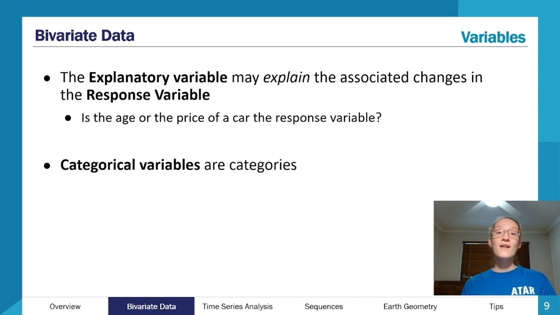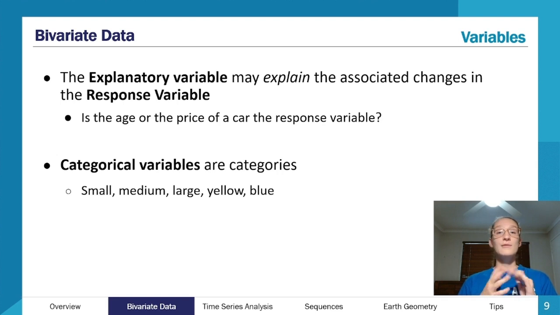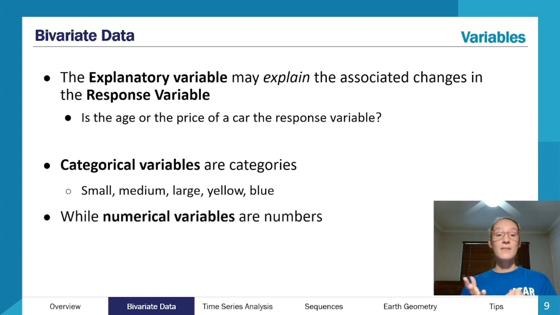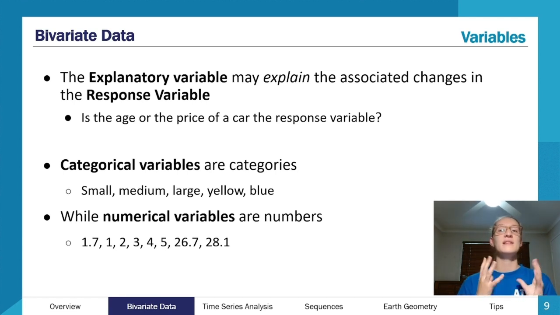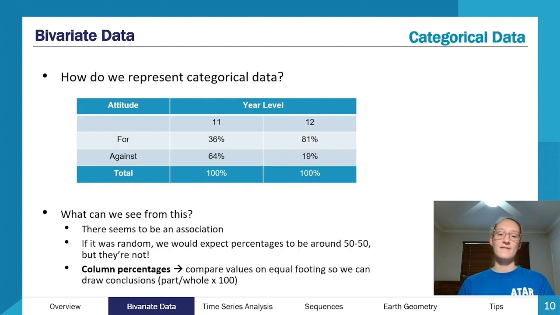So categorical variables are categories: small, medium, large, yellow, blue, Toyota, all these different categories that we can look at. Whereas our numerical variables are our numbers. So that's our continuous data. It's things that we count, measure, record, all of that. It could be centimeters, degrees Celsius, all different types of numerical data we can have.